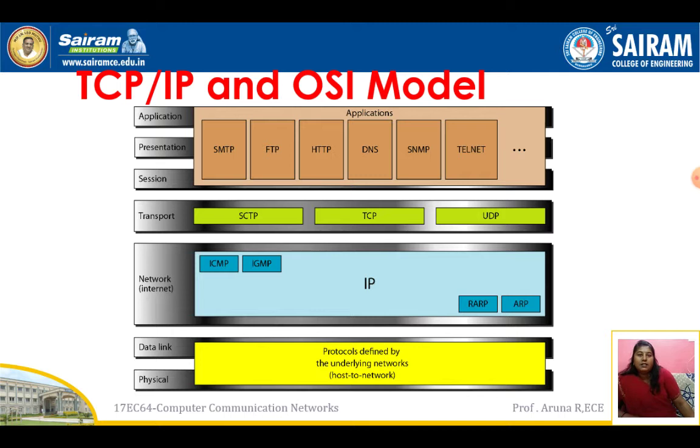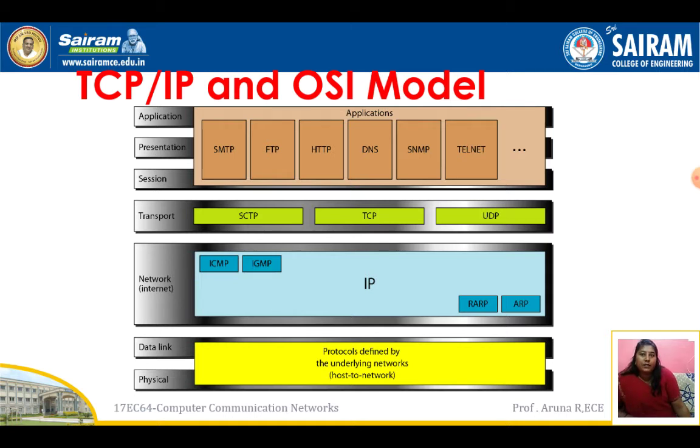So this is the TCP/IP protocol suite. You can see the 5 different layers: physical layer, data link layer, network layer, transport layer and the application layer. All these put together is your TCP/IP. Very important, we have the protocols that are used in the different layers. In the data link layer and the physical layer, the protocols are defined by the underlying host to network, depending on the bottom physical layer.